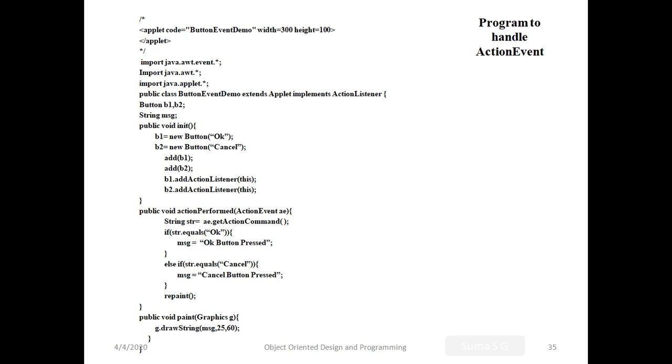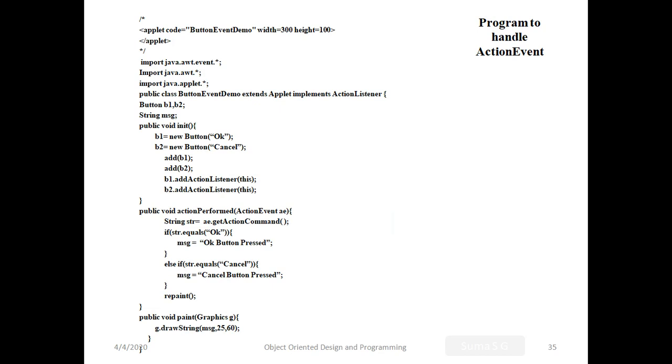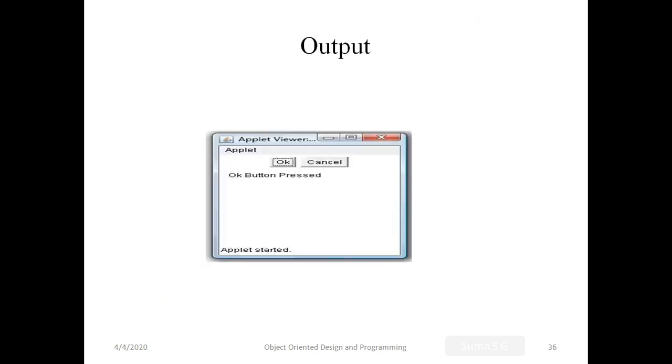It is very simple. Implement the action listener in the applet, then give the definition for action performed, then call the paint method if you want to display something. This is how the output looks. This is the applet window having a width of 300 and height of 100, and there are two buttons, one labeled as OK, the other labeled as cancel. If you click on OK button, I have clicked on OK button, so on the body of the applet the MSG is printed, which is set to OK button pressed. So OK button pressed is printed on the body of the applet. If I click on cancel, cancel button pressed will be printed on the body of the applet.